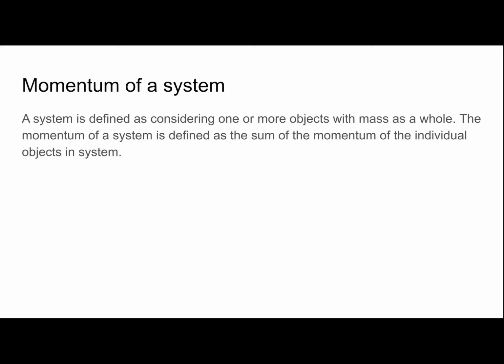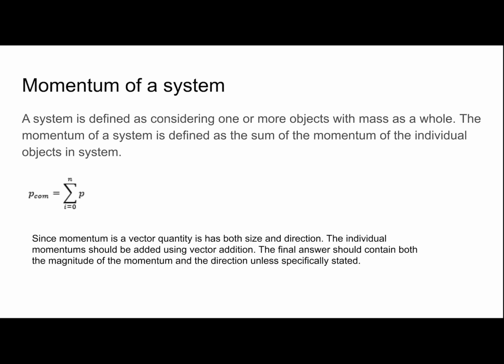Alright, so momentum of a system. A system is defined as considering one or more objects with mass as a whole. The momentum of a system is defined as the sum of the momentum of the individual objects in the system. So that's our P of the center of mass equals the sum of the momentums of all the individual objects in the system.